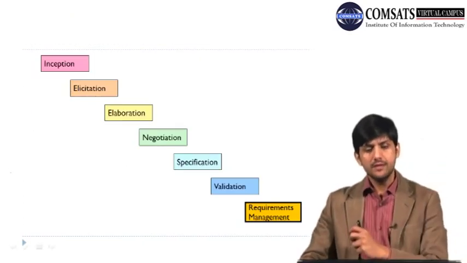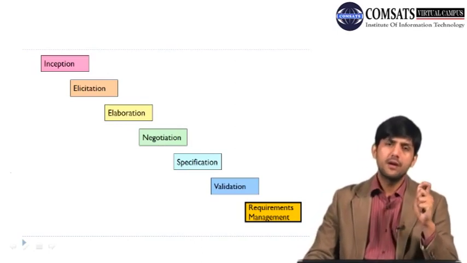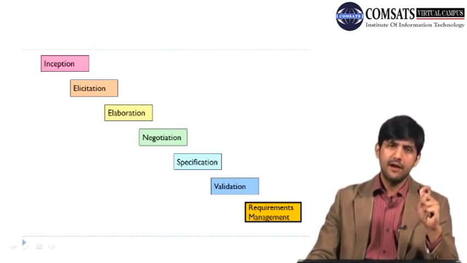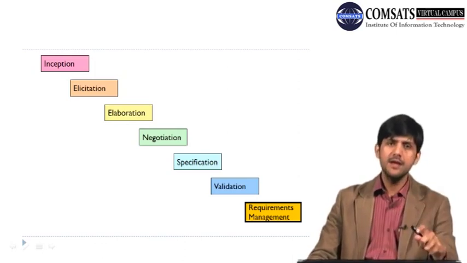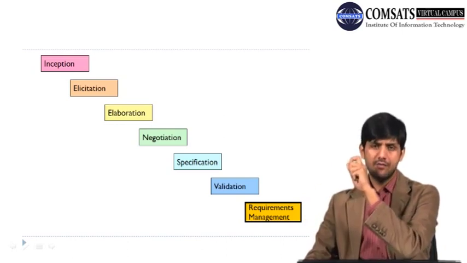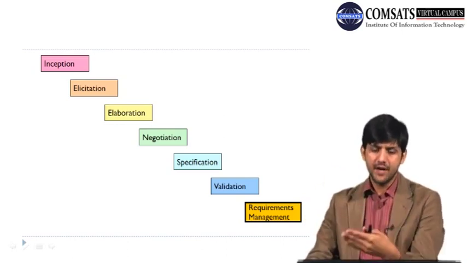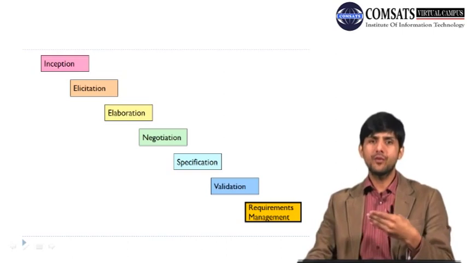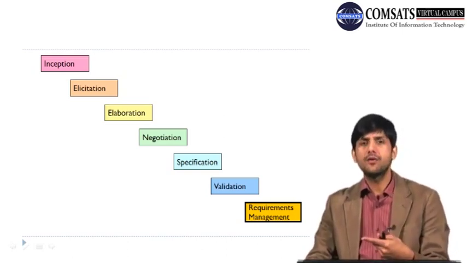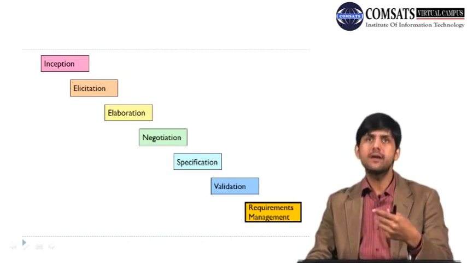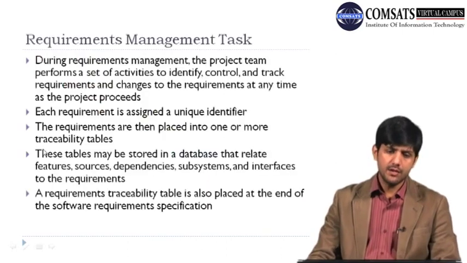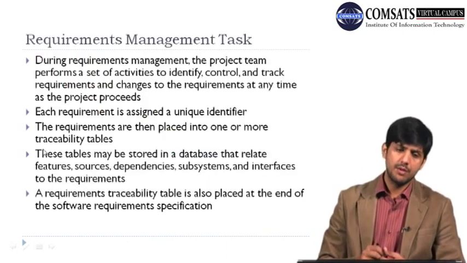So now we have done the 6 tasks of the requirements engineering process. We are up to validation. We have identified the client and the stakeholders, we have expressed requirements, analyzed them, negotiated them with the client, specified them, and ensured that whatever we have written is of good quality. And now is the final task of the requirements engineering process, which is requirements management. So let's quickly see what requirements management is all about.